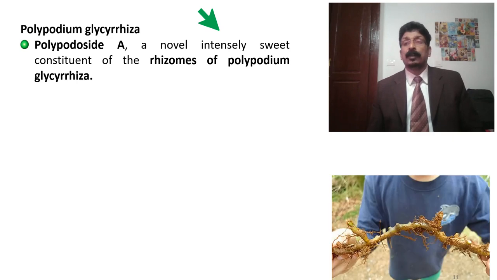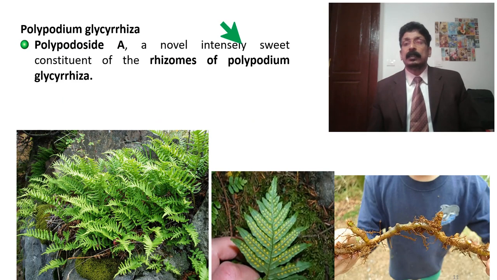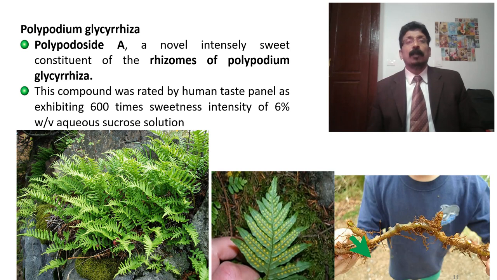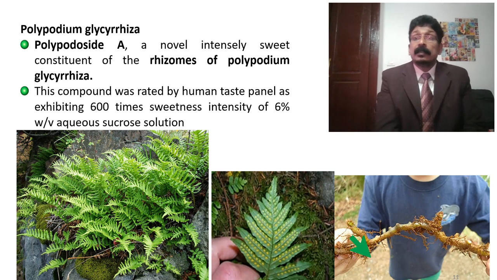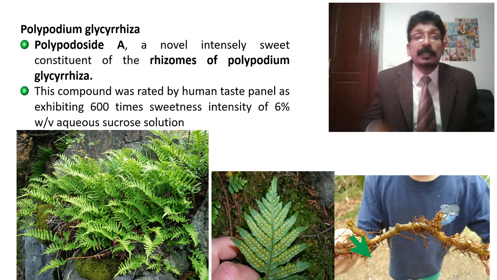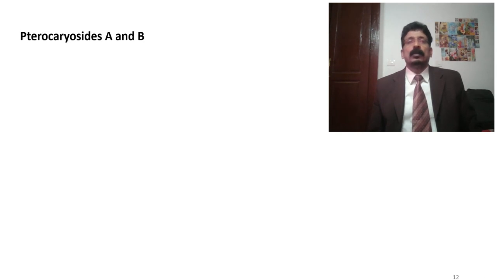You see, the man is showing, this is the fern, this is the plant, and the root looks like this. The compound was rated by a human taste panel as exhibiting 600 times the sweetness intensity of a 6% weight by volume aqueous sucrose solution. Just imagine, so sweet and naturally available.